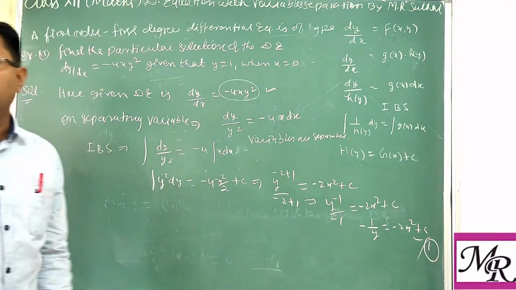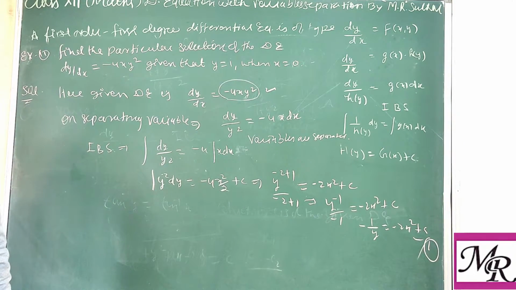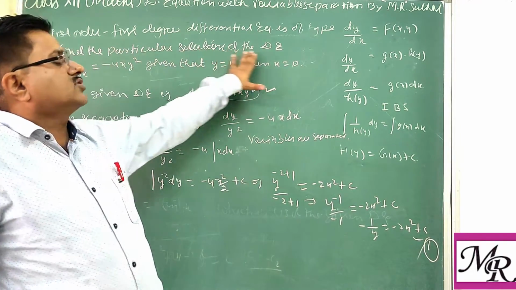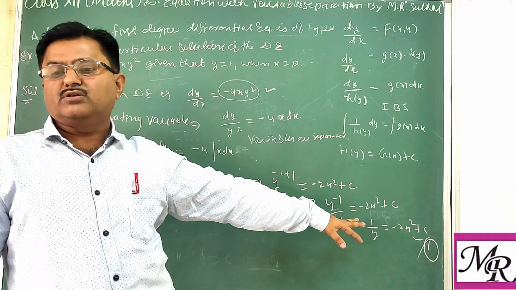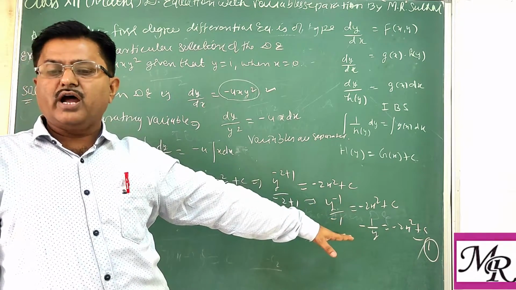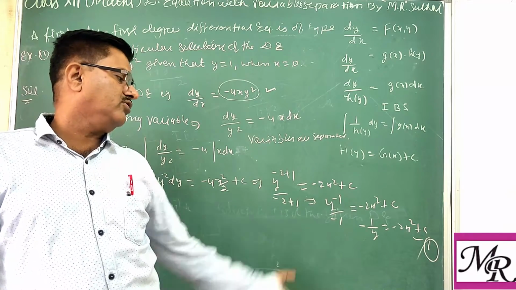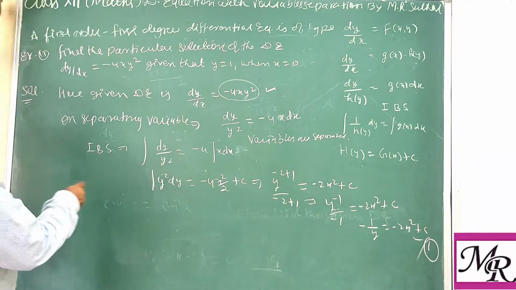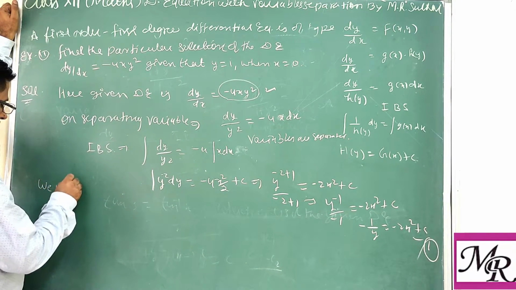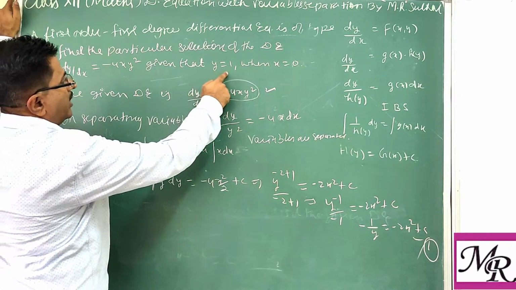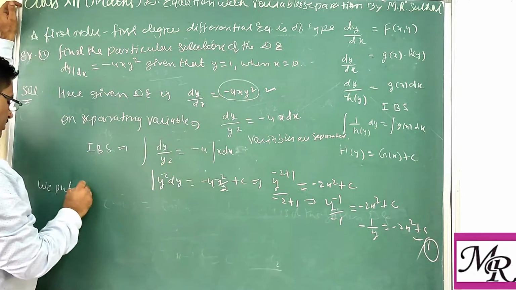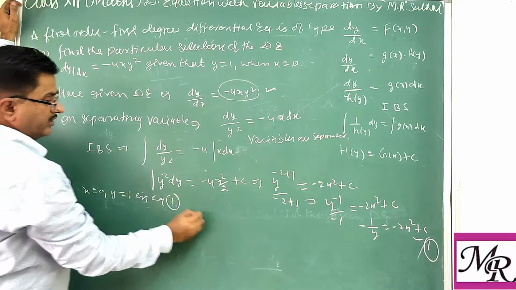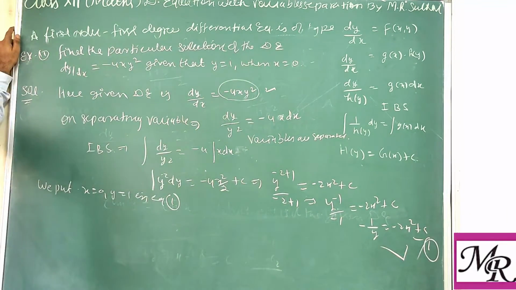This is equation number 1, or solution number 1 of problem number 1, and it is a general solution. If the question says find the general solution, then this is the end of the solution. Or we may write the general solution as minus 1 upon y equals minus 2x square plus c. But we need the particular solution. So we put what is given, that y is 1 when x equals 0. We put x equal to 0 and y equal to 1 in equation 1.